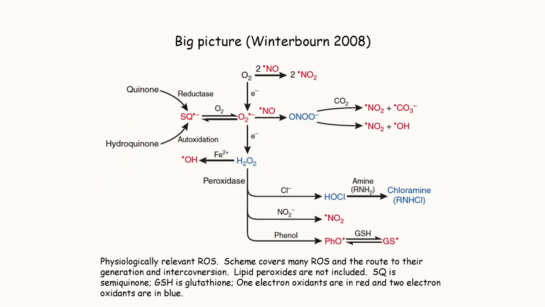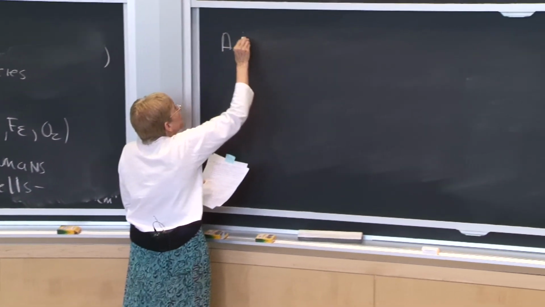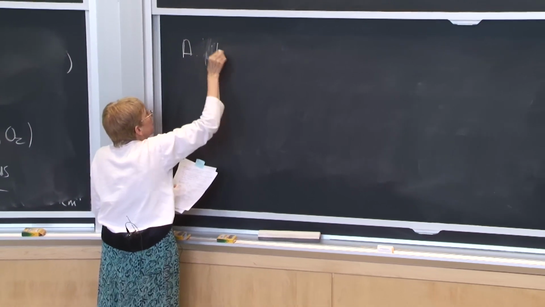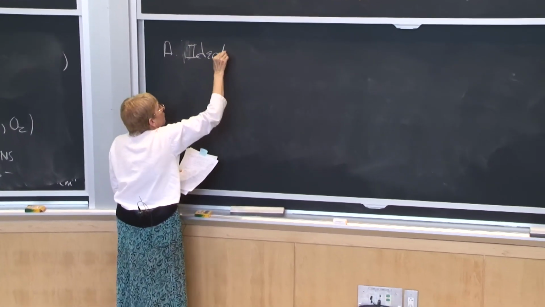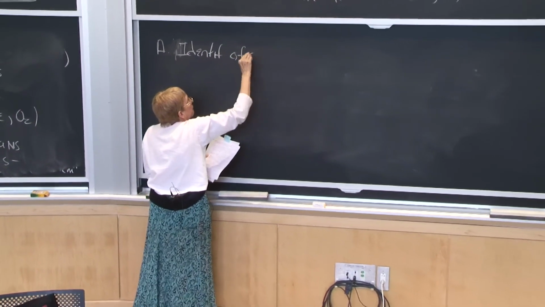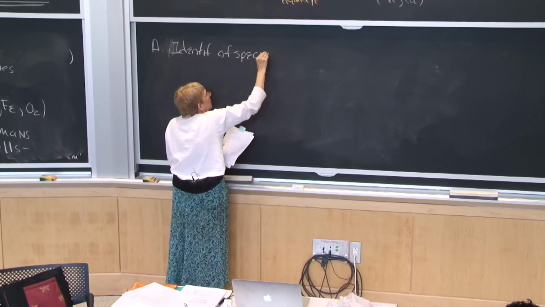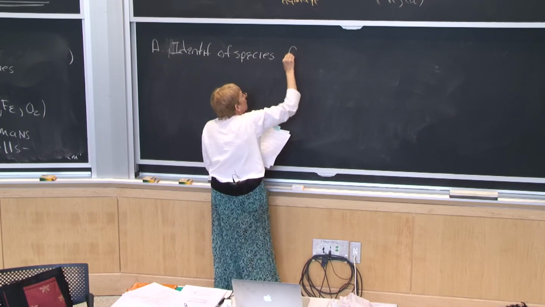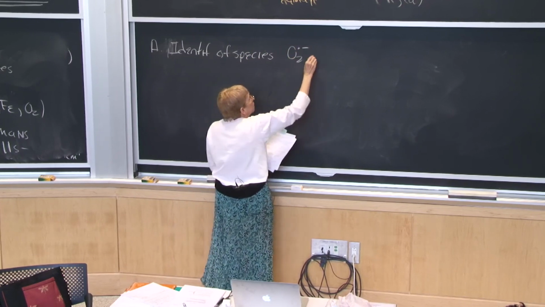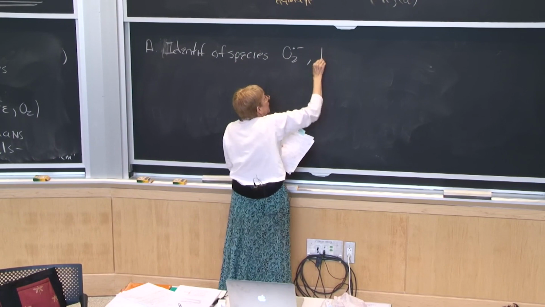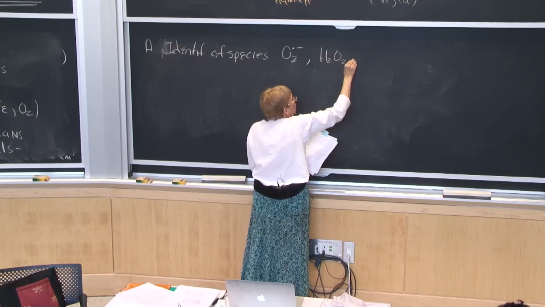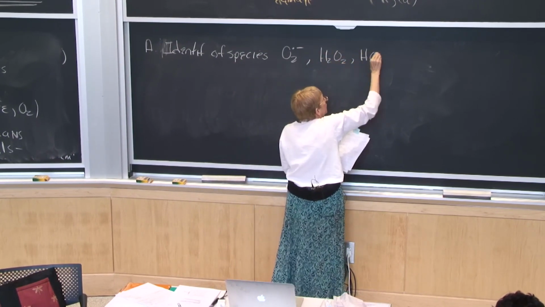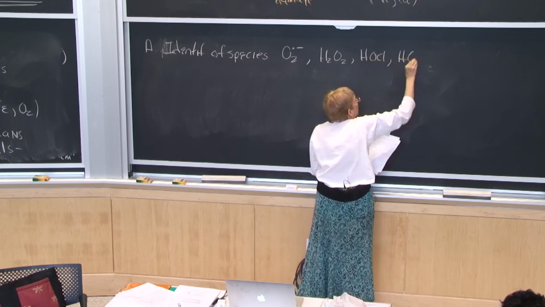Anyhow, that's just to get you thinking about the fact that this is an important area that a lot of people are focusing energy on. So now that you've had a big overview, what I want to do now is look at the identification of the species. The species we're going to be focusing on are superoxide, I'll write this down later, hydrogen peroxide, H2O2, hypochlorous acid, and hydroxyl radical.